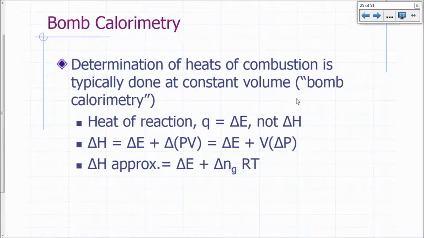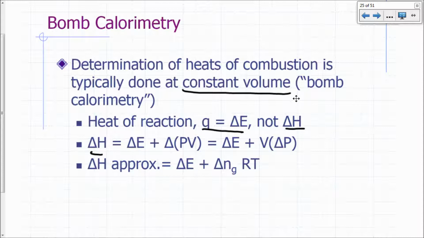All right, let's talk about bomb calorimetry. When did I mention bomb? In the last lesson we did what? A bomb is a fixed volume reaction vessel. So in a bomb calorimeter, you're doing a reaction at constant volume. If you remember, in those cases Q, the heat of reaction, is going to be equal to delta E, not delta H.